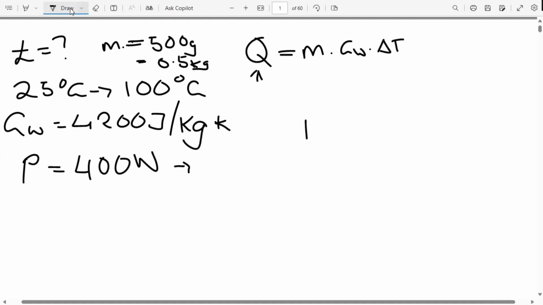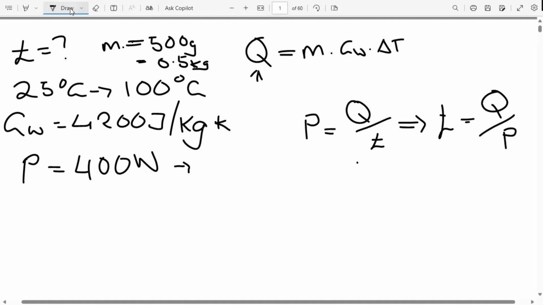That relationship says the power supplied is equal to the heat absorbed over the time taken. We can rearrange this formula to say the time it takes to heat up this water will be equal to the heat absorbed over the power being supplied. This is the formula we're going to ultimately use to find the time it takes to heat up this water.